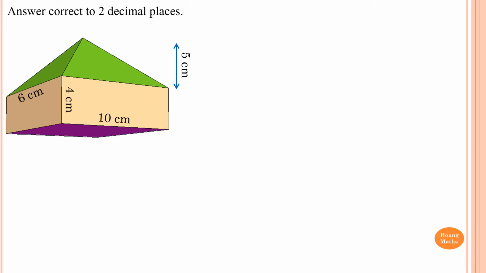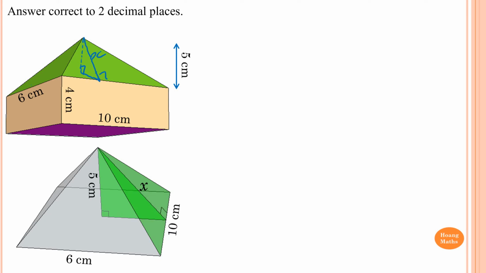So first of all, to find the area of triangle, I just focus on this side first. So this is a right angle and then a perpendicular line, and we construct like this. So let's say this is x. So this will look like this. So 5 centimeters and then 10 centimeters all the way from here to here, and then 6 centimeters from here to here. Now because this is 6 centimeters, so this must be half of 6, which is 3 centimeters.